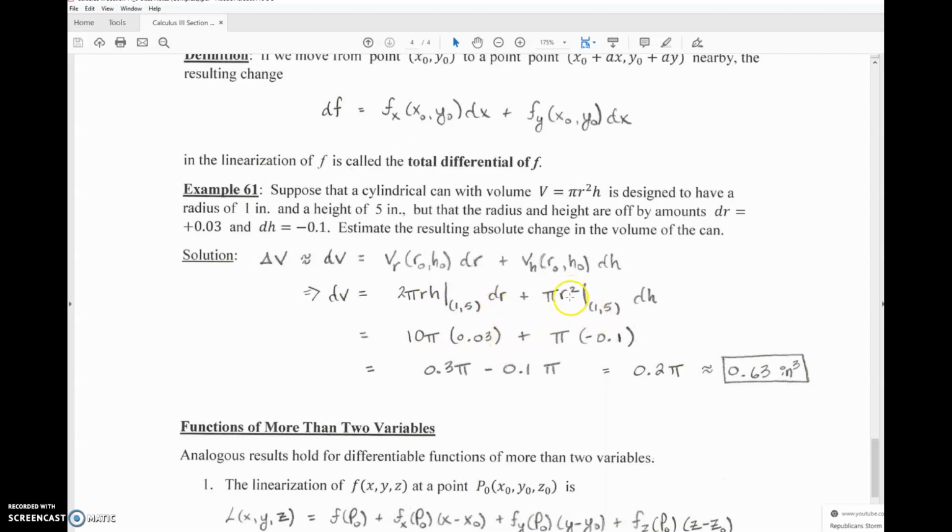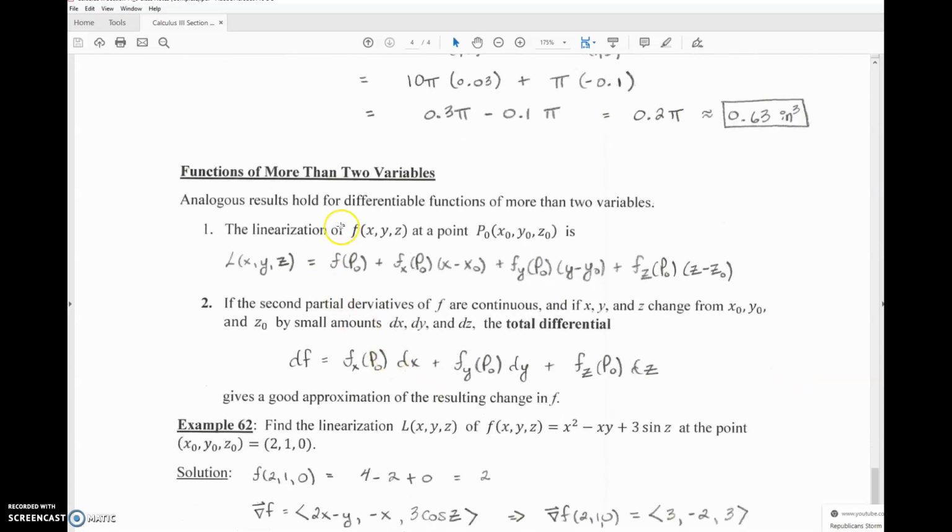When I plug in 1 for r here, I get pi times the error in the height, which is minus 0.1. So the error in the volume can be found by multiplying these out and approximating it. So 0.2 pi is approximately 0.63 cubic inches.